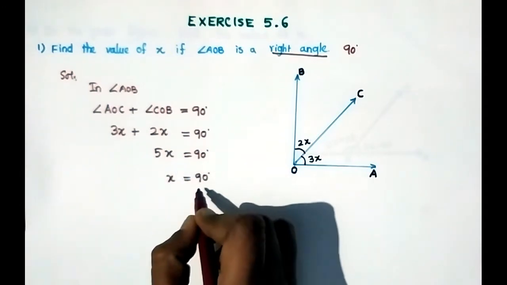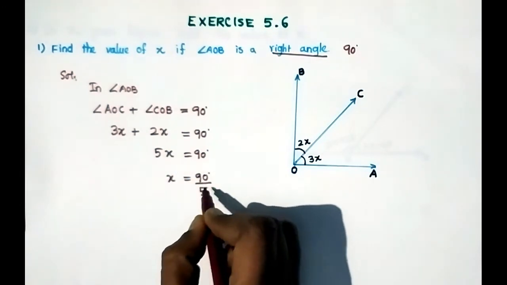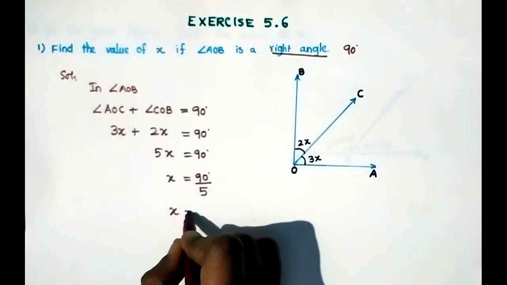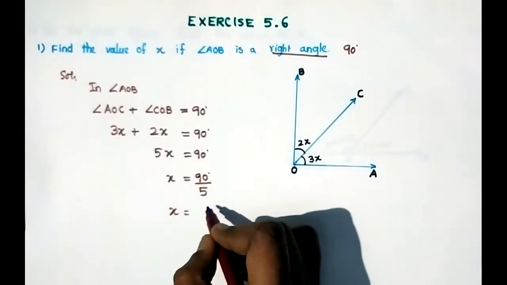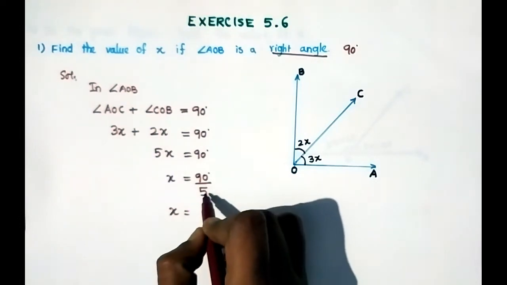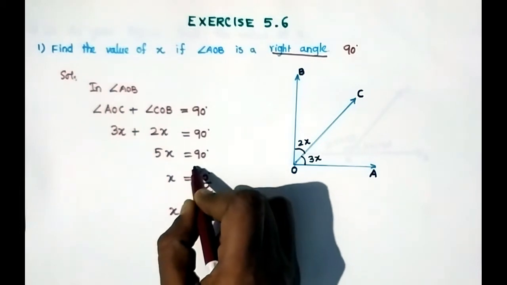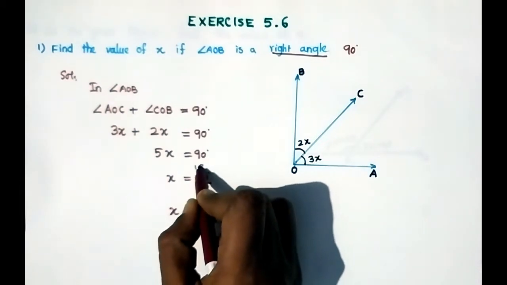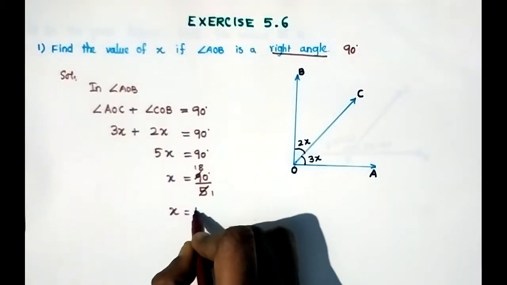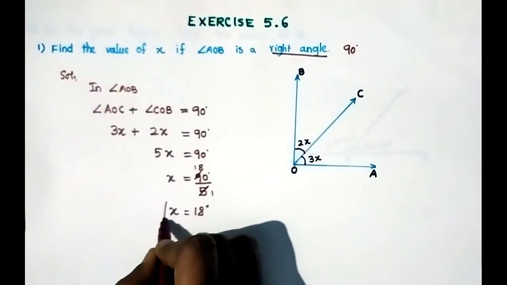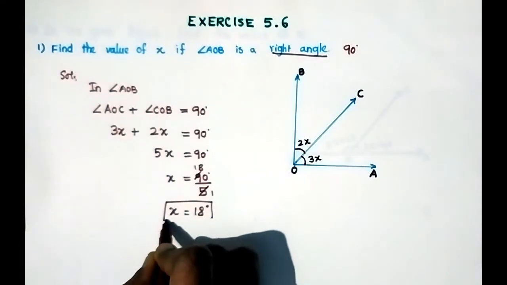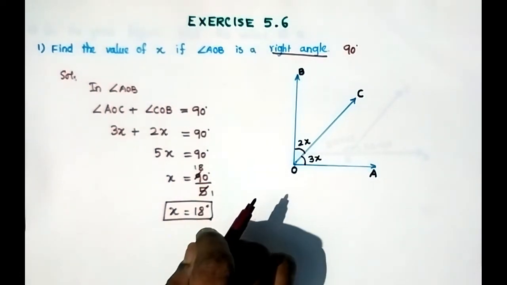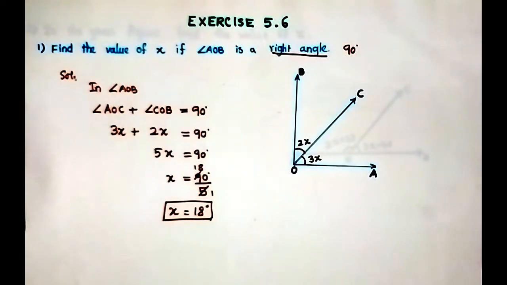Here 5 is in multiplication. Bring this side, means division. So x equal to 90 divided by 5. 1 5 is 5. Here also 1 5. Balance 4 40. That is 8 times. So 18 degree is the x value. That is the answer.